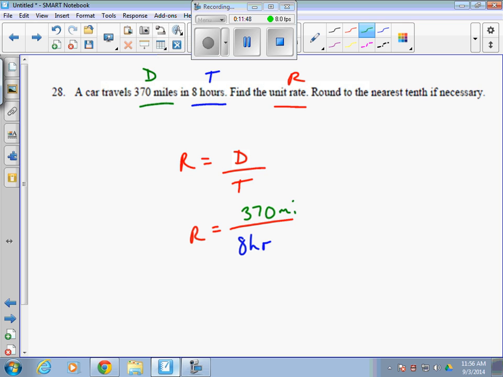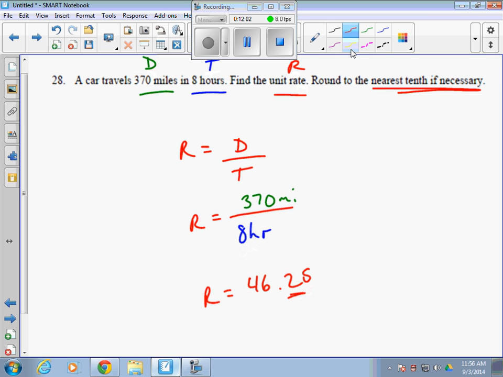When you divide 370 by 8, you get the number 46.25. It says round to the nearest tenth. That means we only want 1 space after the decimal, 0.2, and that 5 tells us we have to round up to 46.3 miles per hour.